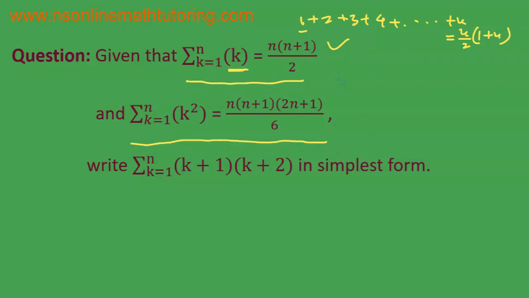As well as this one is given. This is another series. It is 1 square plus 2 square plus 3 square, continuing this way up to n square. Okay. The expression is k square, k is running from 1 to n, and this is equal to n times n plus 1 times 2n plus 1 over 6. I am not going into the derivation of this part because that is not the question. The question is, write sigma k equal to 1 to n, k plus 1 times k plus 2 in simplest form. Okay. So let us start with our answer.